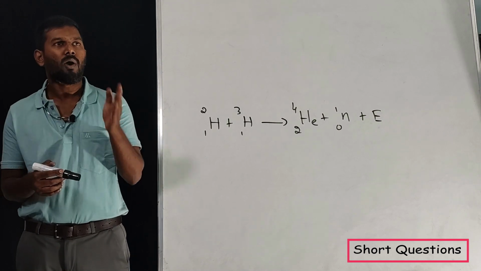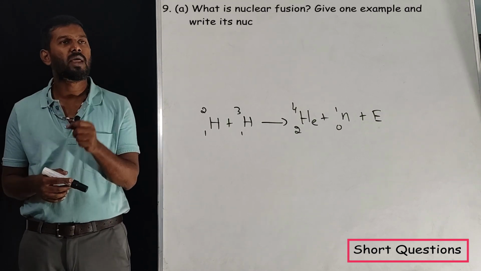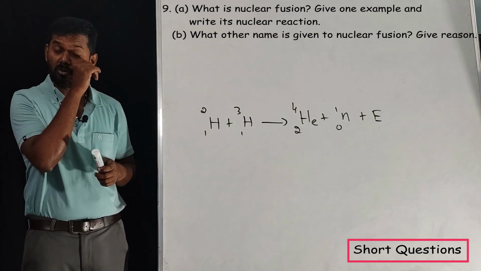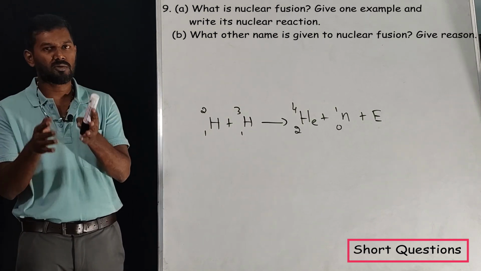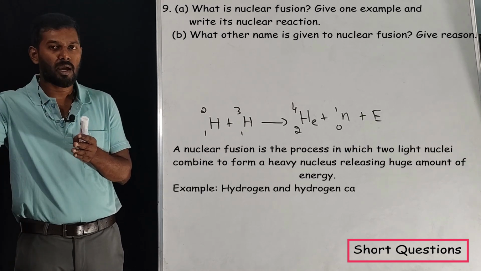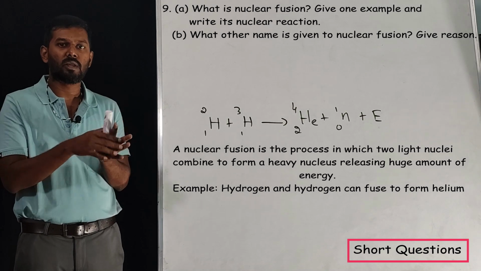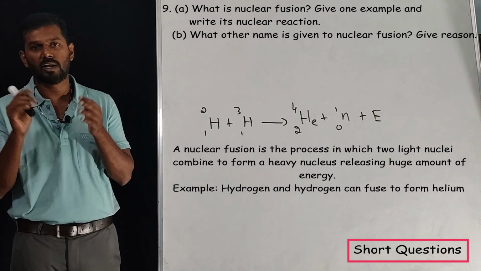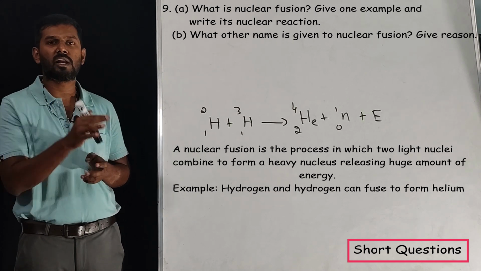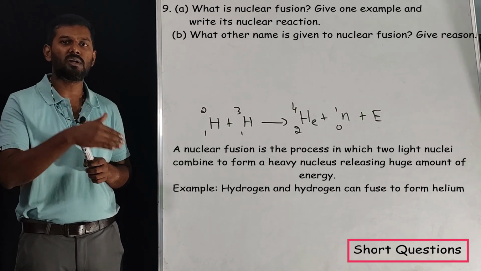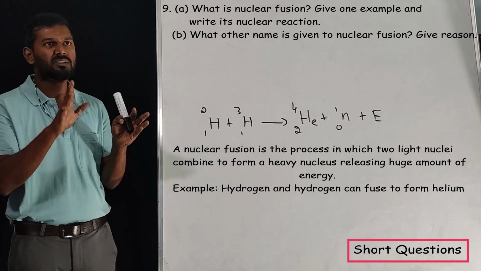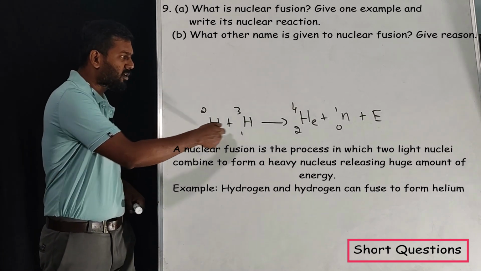Our next question: what is nuclear fusion? Give an example and write the reaction. Very simple. First we'll understand what nuclear fusion is. Nuclear fusion is a process in which two lighter nuclei combine to form a heavy nucleus, along with a huge amount of energy being released. This is the definition of the nuclear fusion reaction, and they are asking for an example. Hydrogen and hydrogen atoms fuse to form helium. This is an example. And next they are asking for one equation.